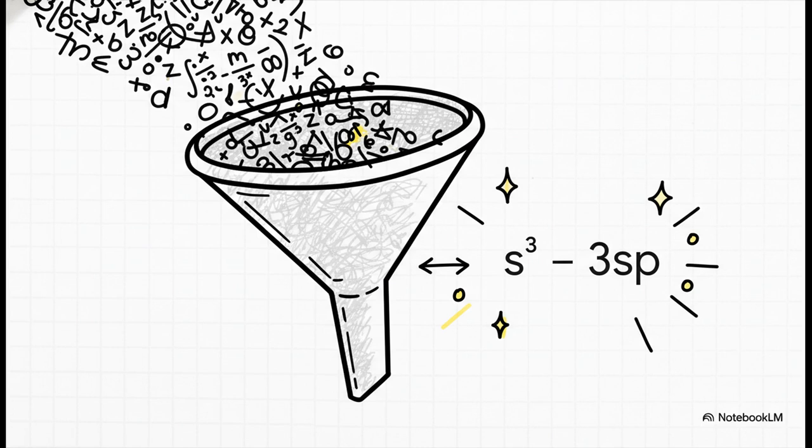And now for the final touch. Let's bring in our shorthand. This whole expression boils down to just s cubed minus 3sp. It's so cool. We took another complex sum and, just by building on our last step, we turned it into a simple expression of s and p.